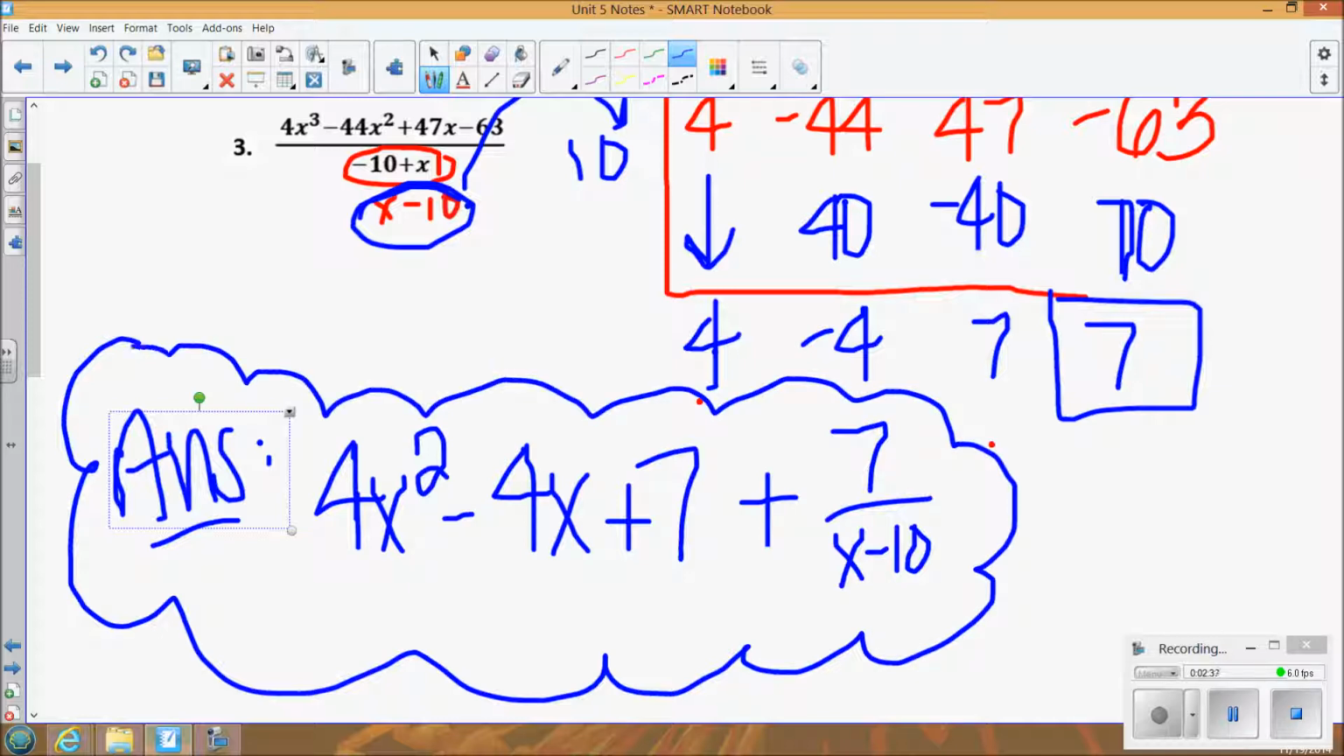So remember, synthetic division only works when you're dividing by a linear binomial, where long division will always work.